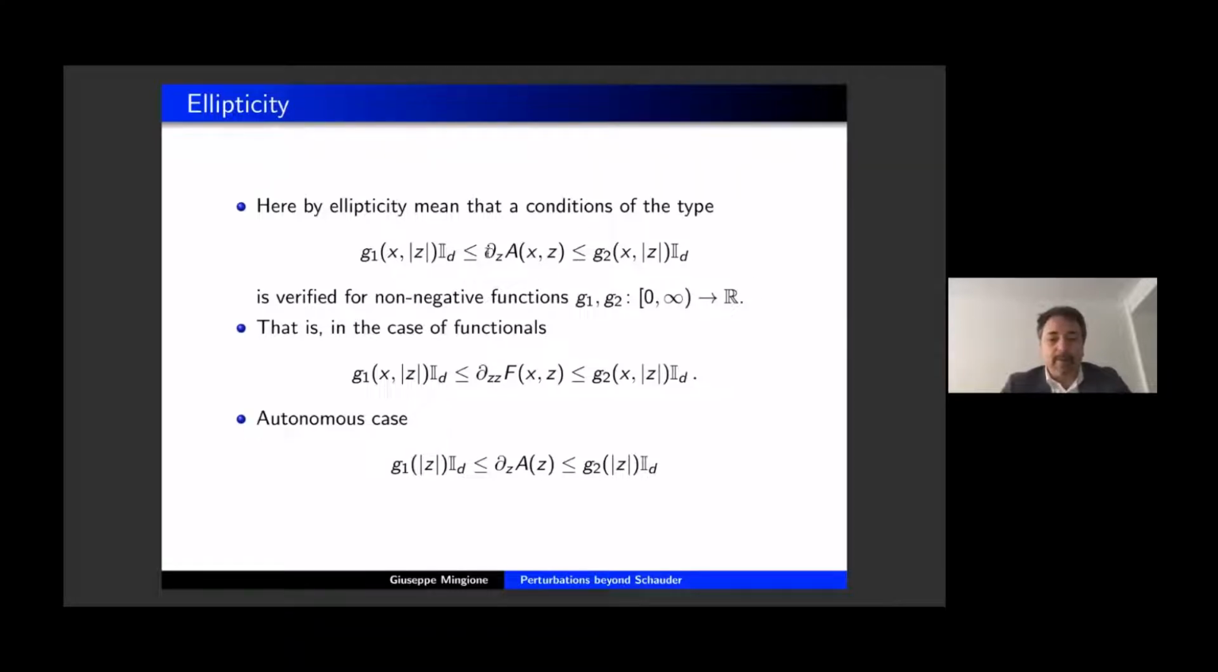By prescribing that this matrix is positively defined, and then we give two measures for the lowest and the highest eigenvalue. We describe this lowest and highest eigenvalue with two positive functions, G1 and G2. In the case of functionals, this translates into this. And in the autonomous case, it is commonly used a couple of functions, G1 and G2, that are not depending on x. So this is just to measure ellipticity and growth of lowest and highest eigenvalues.